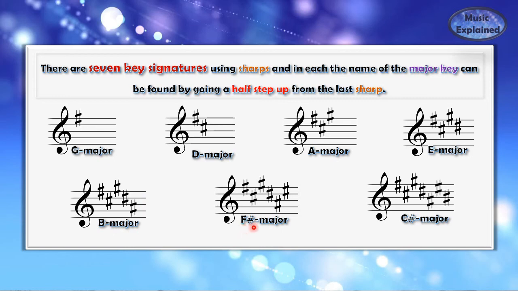For F sharp major, the last sharp is E sharp. If we go a half step up, we're going to go to F sharp, which indicates F sharp major. For C sharp major, the last sharp is B sharp. If we go a half step up, we're going to the C sharp note, which indicates the C sharp major scale.